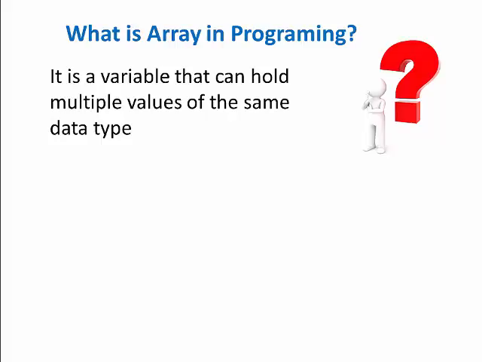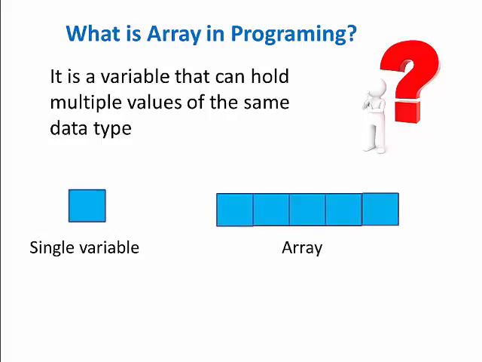Actually, it's a variable that can hold multiple values of the same data type. We already used variables in many of our programs, and we are already familiar that a variable can hold only a single value at a specific time. However, an array is something different because it can hold more than one value at the same time. So this is the difference between the single variable and the array. A single variable holds only one value, while the array can hold multiple values.